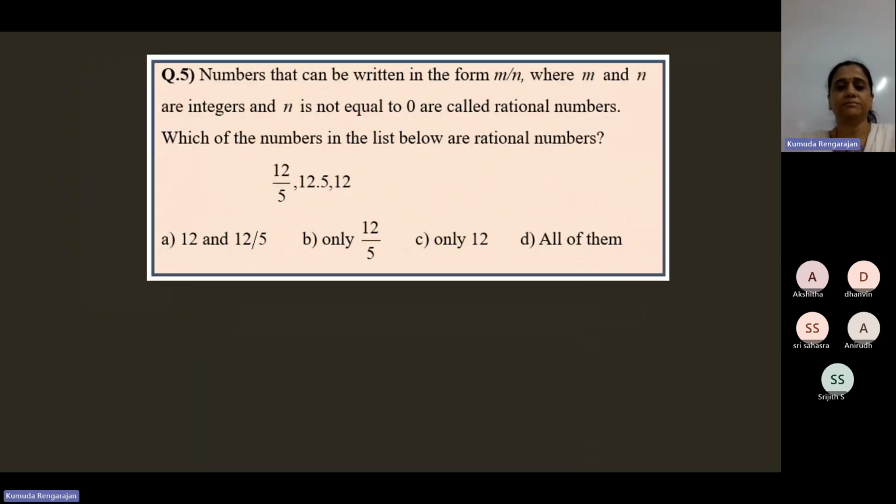Do this one. Don't have to write. Don't write. Select the correct option.